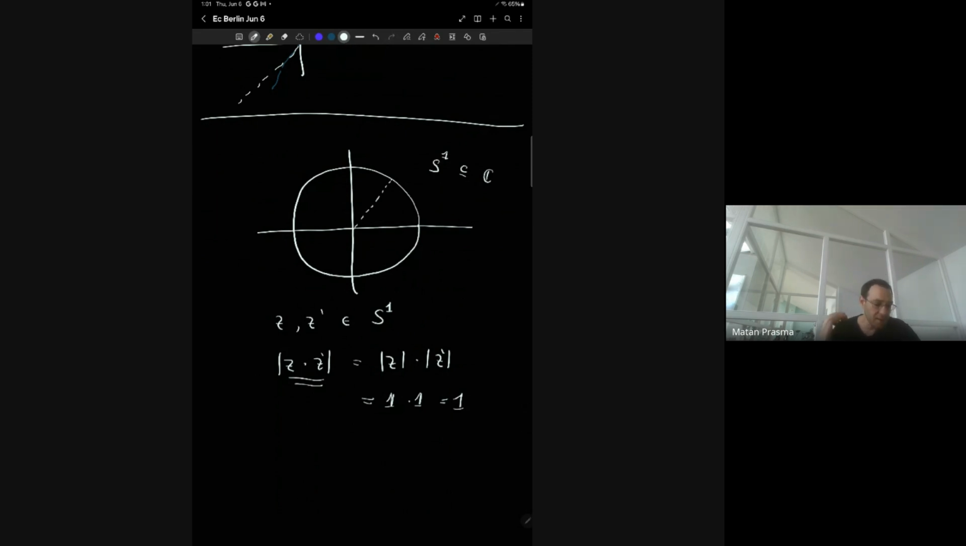And in fact, what happens if z is this vector and z prime is this vector, then you have two angles, say alpha and alpha prime.